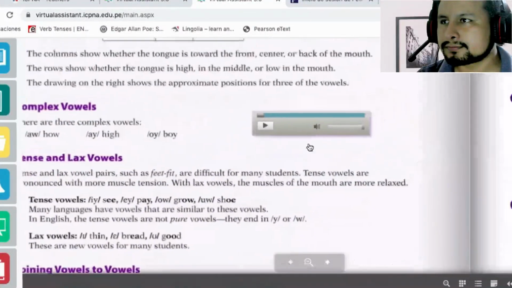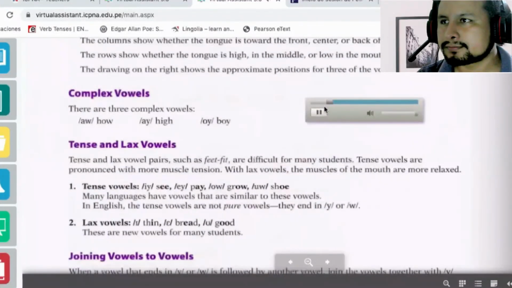All right. Unit 1, Vowel Overview. Listen. Page 2, Step 1, Presentation. Oh, you hear the audio? Yes. Yeah, okay, by all means.